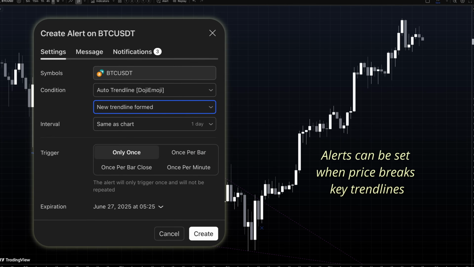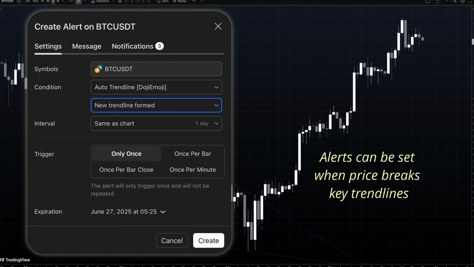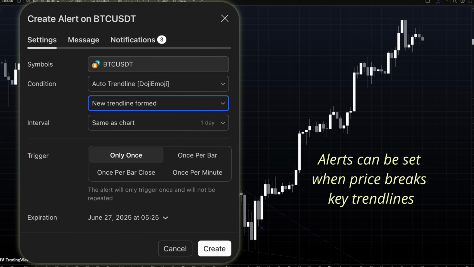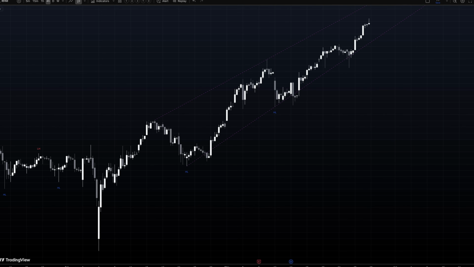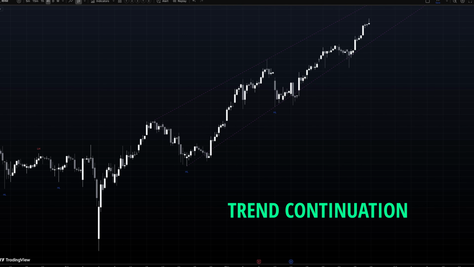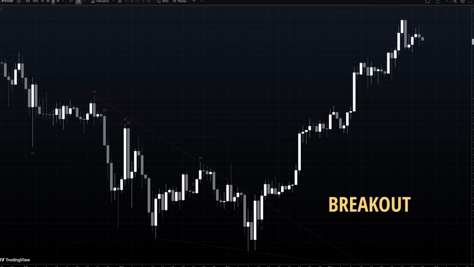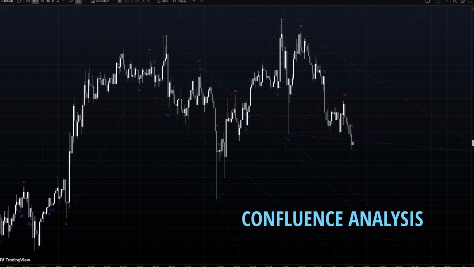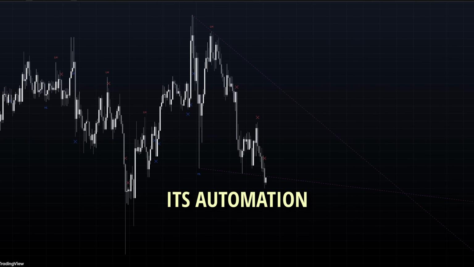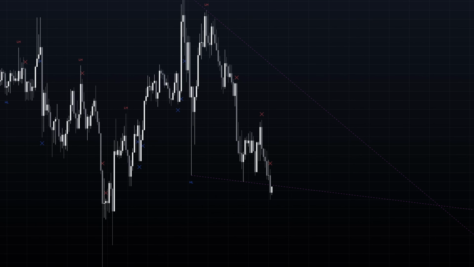The indicator calculates real-time trendline values using linear equations based on fractal coordinates and triggers alerts upon violations, signaling potential breakouts. This tool supports strategies such as trend continuation, when price respects trend lines, breakout entries on cross events, and confluence analysis where trend lines converge. Its automation removes subjectivity while ensuring precise and consistent trendline placement.